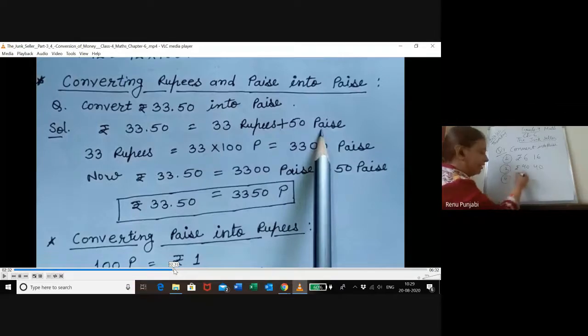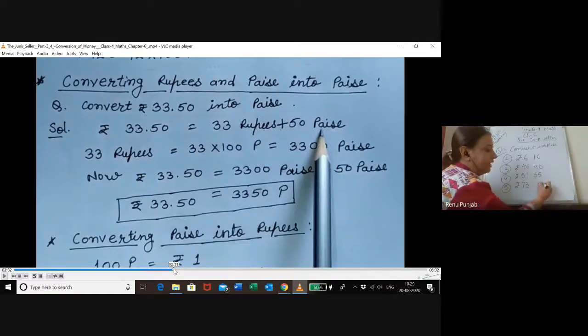Fourth is rupees 51.55. Convert it into paise. And the fifth is rupees 73.75. Convert it into paise. Convert it in the same way as we have done the first one.